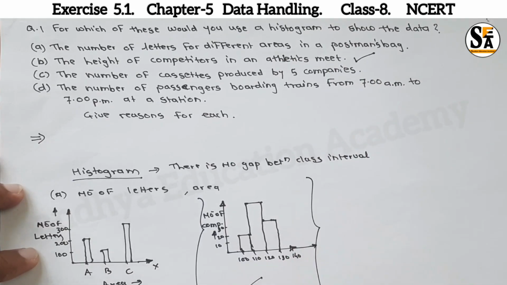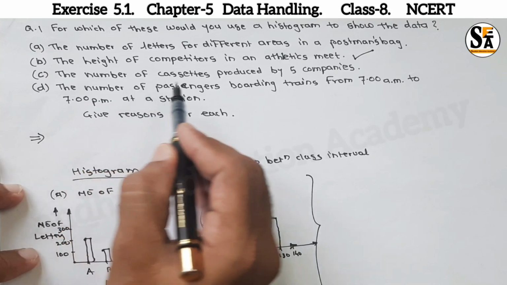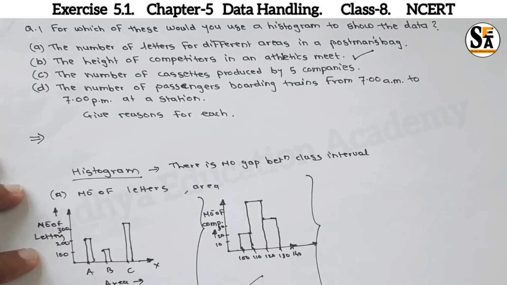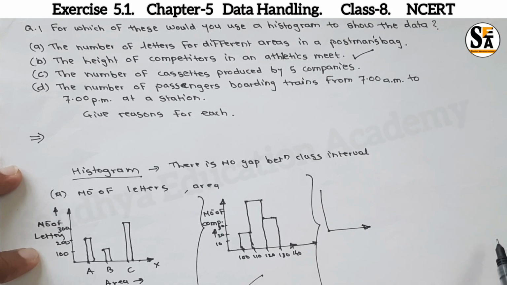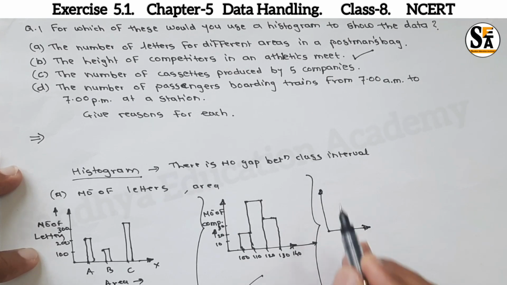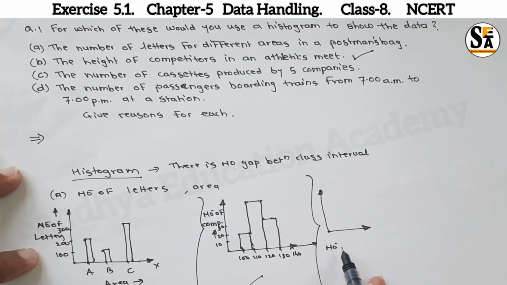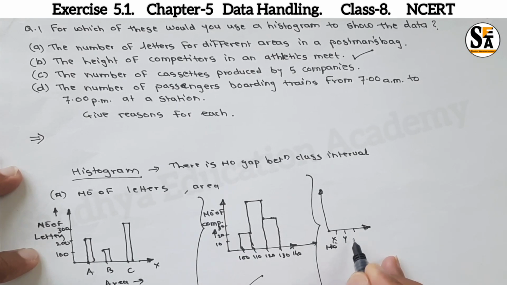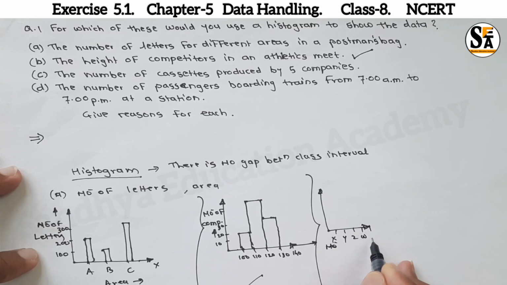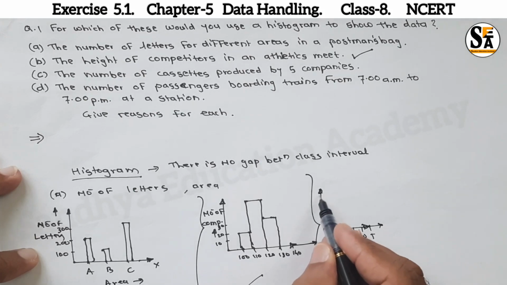Now see the third statement, the number of cassettes produced by 5 companies. Here also, how can we put a graph? If this is a graph and the number of companies, 5 companies are given. Suppose they are X, Y, Z, W, T. These are the 5 companies, and in the direction of the y-axis there is the number of cassettes.